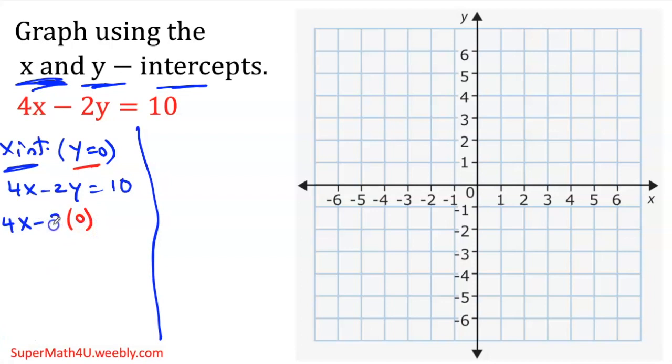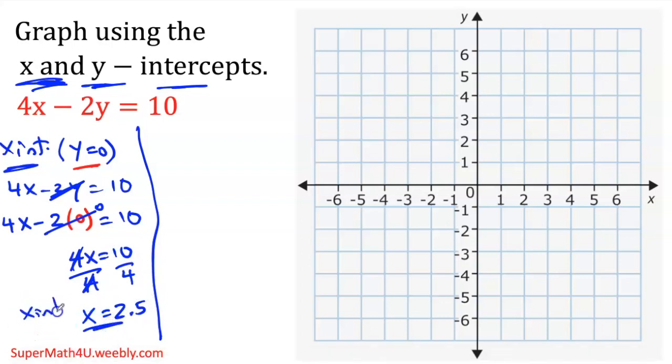So I have 4x minus 2 times y, which is 0, equals 10. Negative 2 times 0, anything times 0 is 0, so this is going to cancel out right away. Then I have 4x equals 10. Therefore, I have to divide by 4 on both sides. The 4 and 4 cancel out, and 10 divided by 4 is 2.5. That's your x-intercept. And what is the x-intercept? It's nothing more than a point that touches your x-axis. I'm going to go to 1, 2, 2.5, and that's my first point.